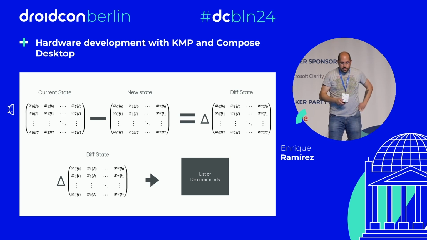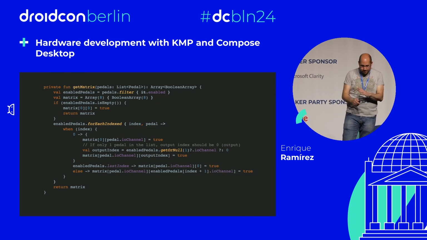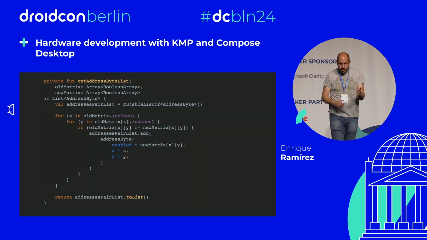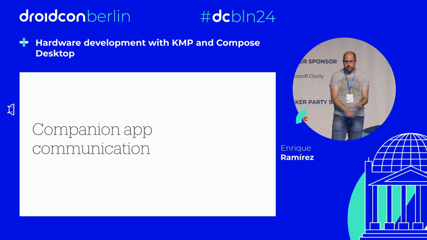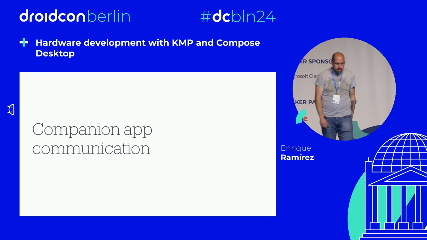You only update what you change, and there's lots of code here, but just to explain what this does, this basically translates the list of pedals into the array that we were saying. It's an 8x8 array with ones and zeros, Boolean, true or false, and then finally we do the diffing and we get those bytes in the middle, and then it's sent to the command as we saw at the beginning. That's how we do the communication here with the chip.